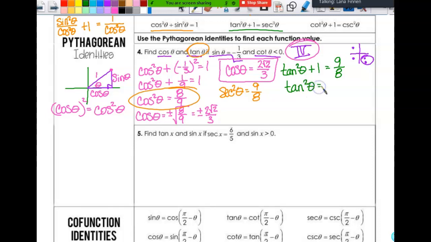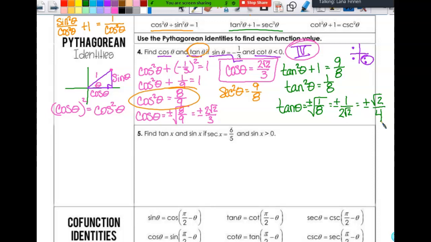And what am I left with on the right-hand side? 1/8, exactly. Okay, so I take the square root of both sides, and I'll get the tangent of theta equals plus or minus the square root of 1/8, which gives you plus or minus 1 over 2 square roots of 2. I rationalize, and it'll give me plus or minus the square root of 2 over 4.